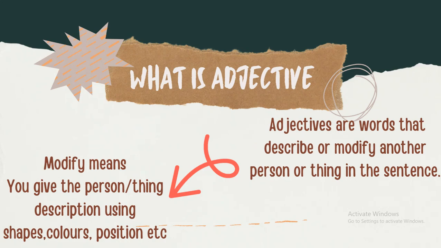So when we already know about nouns, we have to know what an adjective is because we want to use this today. So an adjective is actually the words that describe another person or thing in the sentence. Describe means give characteristics to it in terms of shapes, color, pattern, and more. Okay, so those are the adjectives. You talk about the shape, you talk about the color, you talk about the pattern. So those are the adjectives that we can use.